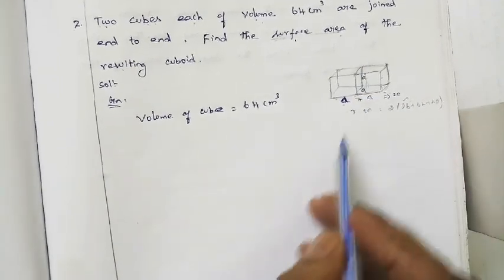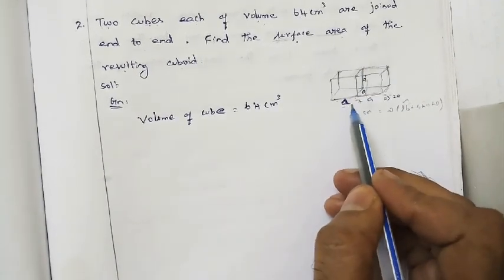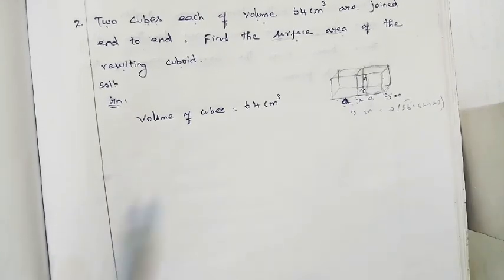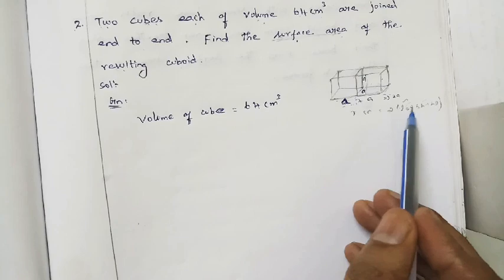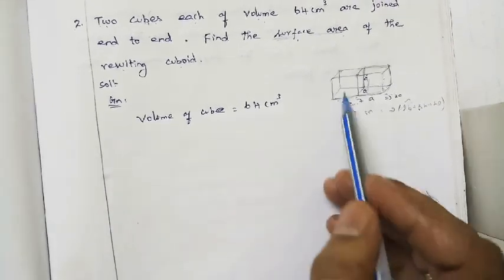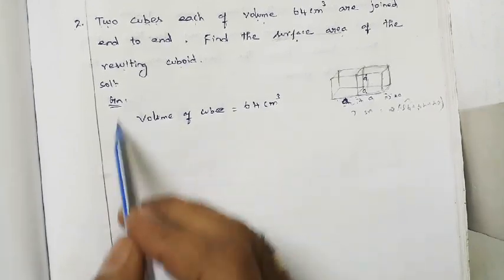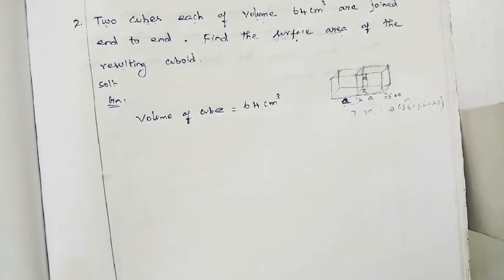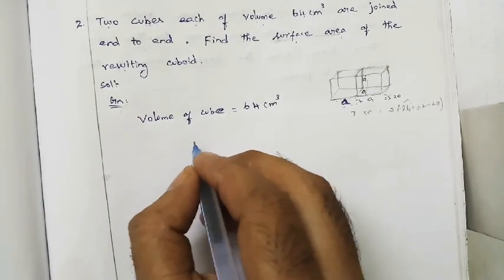Understood? So now we want to find the A alone, the side of a cube alone. If you know the side A, then we can find the length, breadth and height of a cuboid. So for finding the side of a cube, we have a clue. What is it? Volume of cube. What is the formula of volume of cube? Volume of cube is nothing but A cube.